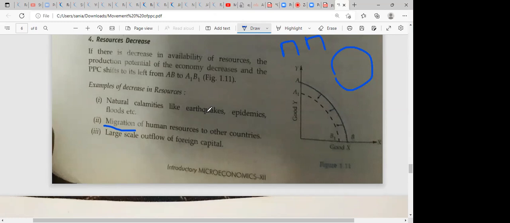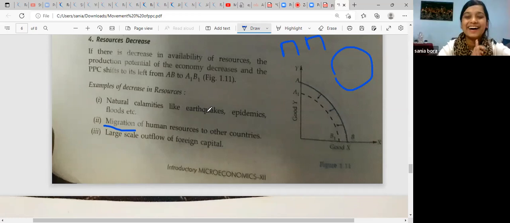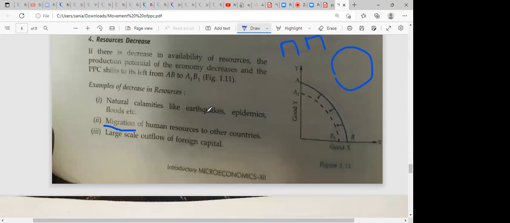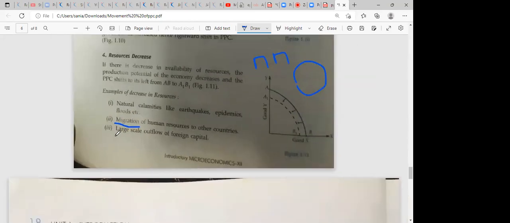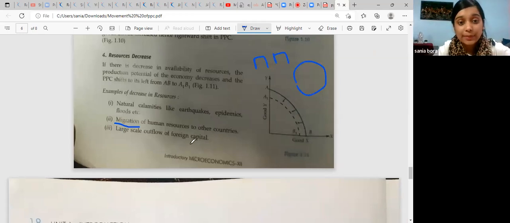Clear? Yes, but teacher, it will not be a loss for me and Dina, right? No, that's just an example, because I was expecting 3 trophies, but now I will get only 1 trophy. So that is my loss. That's just an example. Okay, now basically large scale outflow of foreign capital.